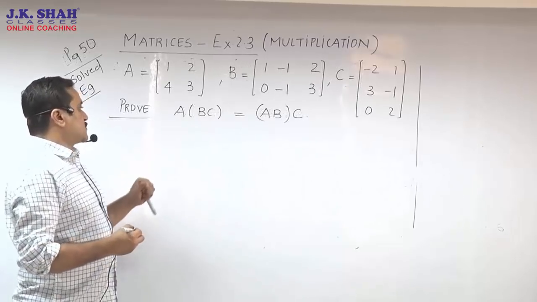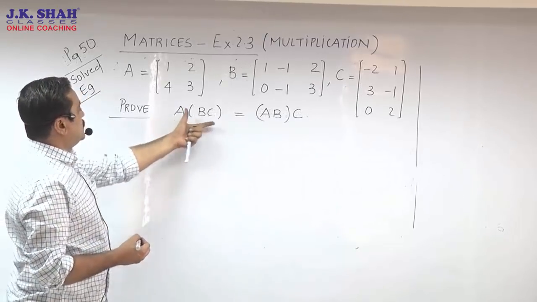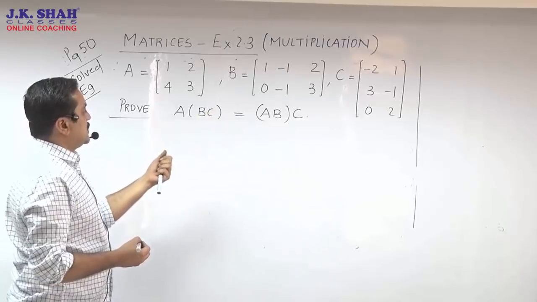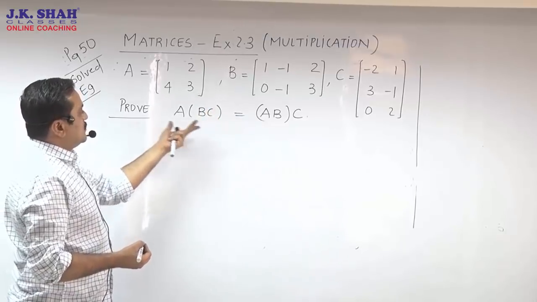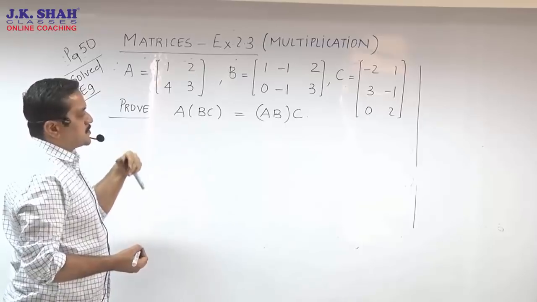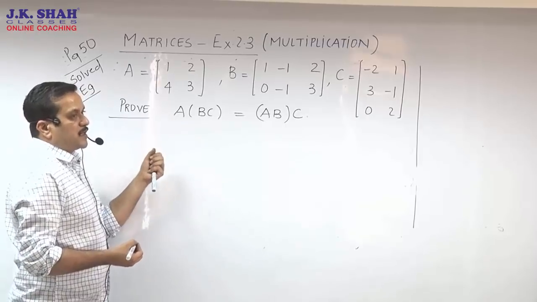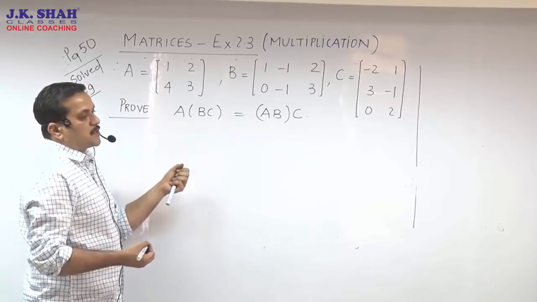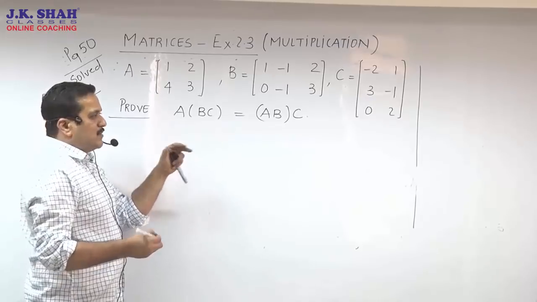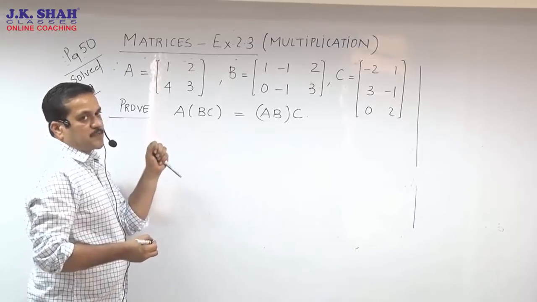So that's the next question. We need to prove A into BC is equal to AB into C. Similar to algebra, we have got this kind of stuff. In matrix multiplication also we have got the same thing. Now this property is called associative property. But right now do not remember it, we need to first prove that thing.